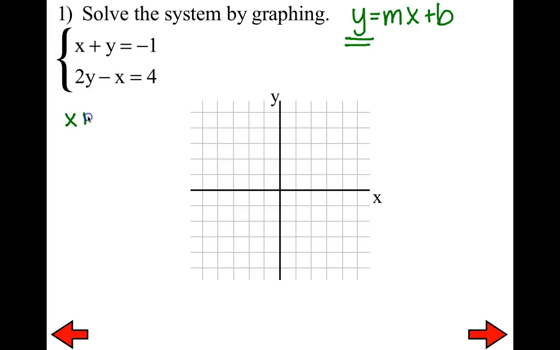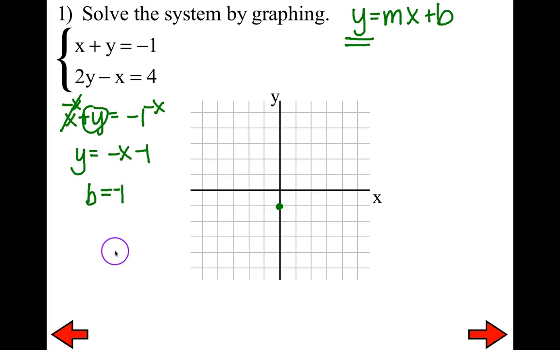I'm going to do x + y = -1. To solve for y, I need to first eliminate the x on the left. So I'm going to subtract x from both sides. This is going to go away, leaving me with y = -x - 1. And there you have it. Our equation is now in slope-intercept form. I can see that my y-intercept is going to touch at -1, so I'm going to go ahead and write that right now. It's going to touch the y-intercept at -1.